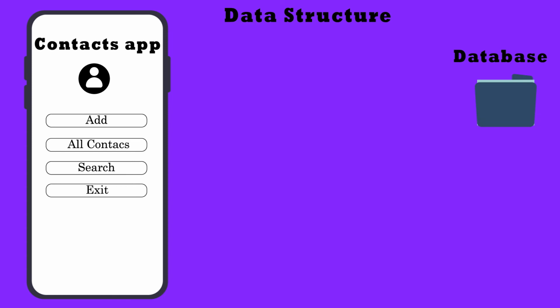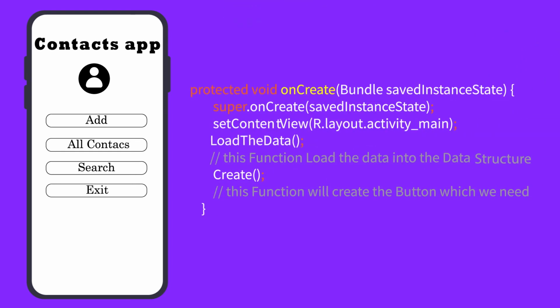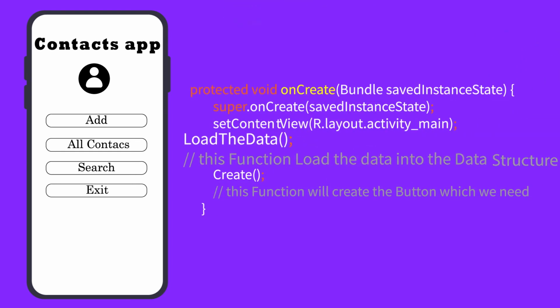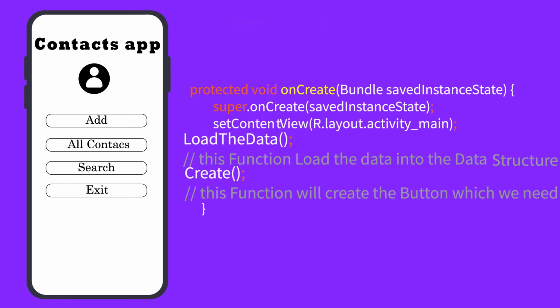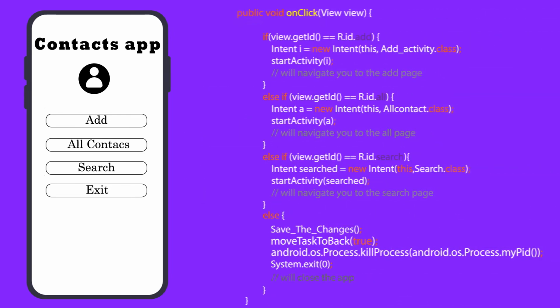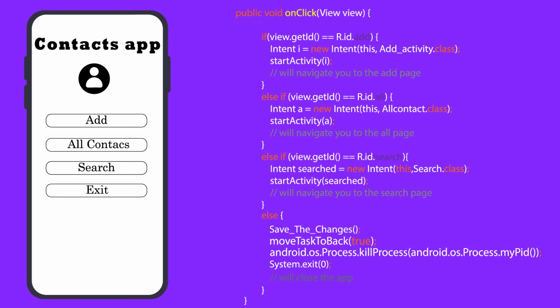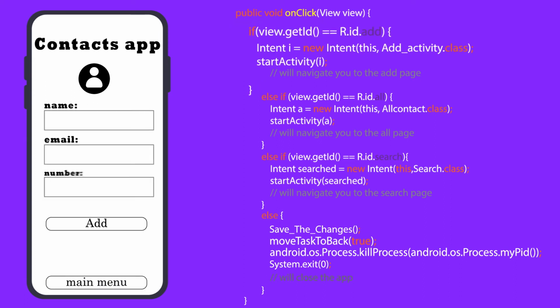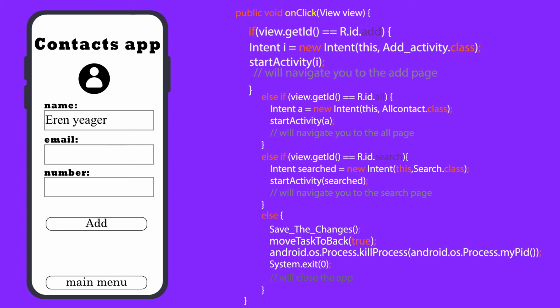You need a data structure to process your data, which means you can add data to your data bank or remove it. When you start the program, it will load the data into our data structure, and it will open the main activity page. With an if and else statement, you can make those buttons functional. If someone clicks on them, the program will navigate them to the right page. Let's say the user pressed the button add.